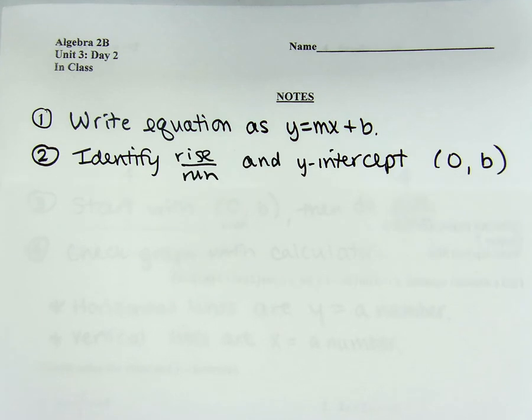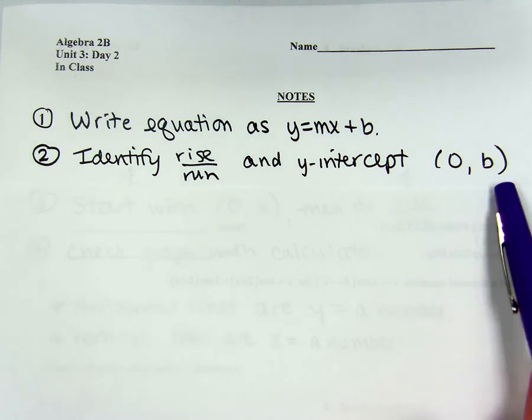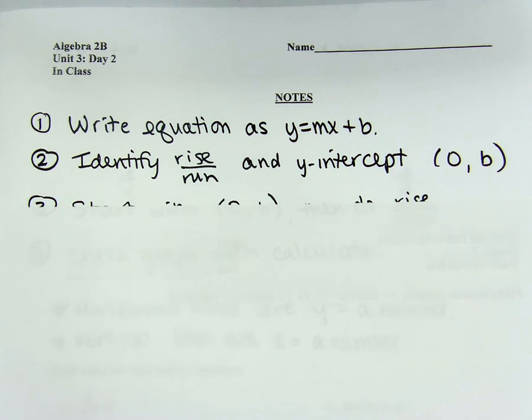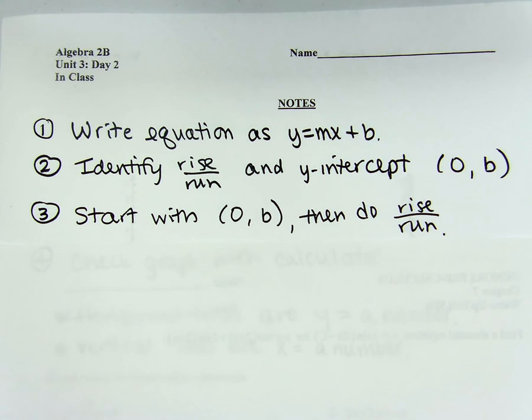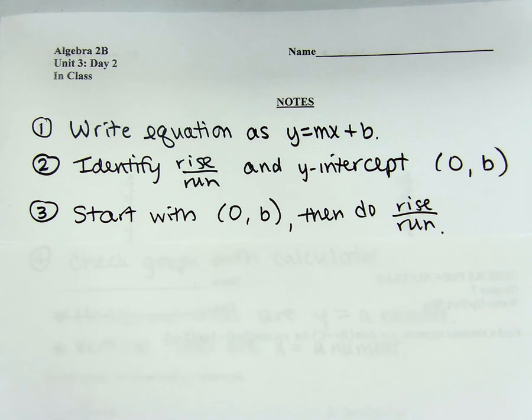Once we've done that, we're going to identify the rise over run, which is our slope, and our y-intercept. Our y-intercept is always going to be (0, b), where b is our y value. We're going to start with our y-intercept, and then we're going to move on to the slope second.